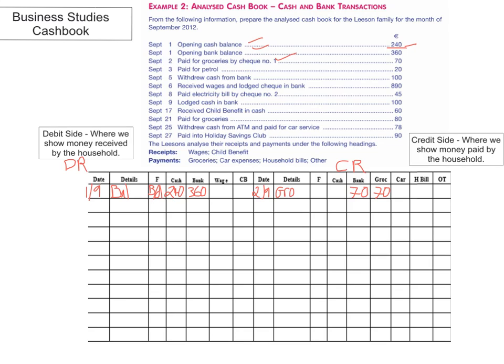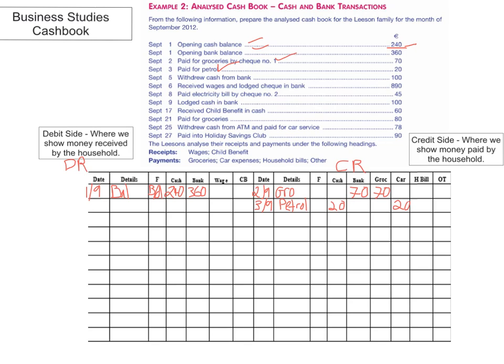The next one says I paid for petrol on the 3rd of September and it was 20. Okay, so if it just says paid for petrol, it doesn't say paid with a cheque or a debit card or a credit card, we're going to presume that was cash. Okay, so we'll say the 3rd of the 9th and we'll say petrol, it was €20 and we must put that into car. Okay, so put into cash and into car, and I'm going to give that one a little tick.